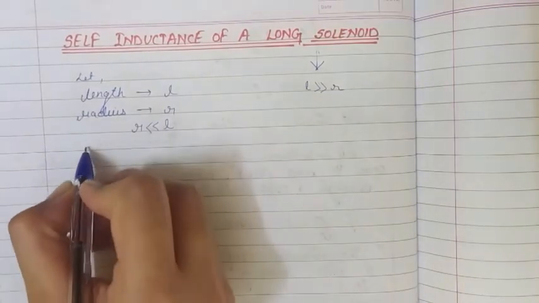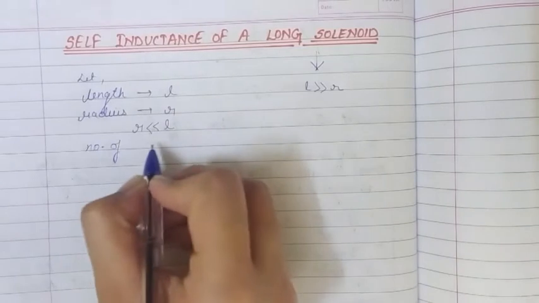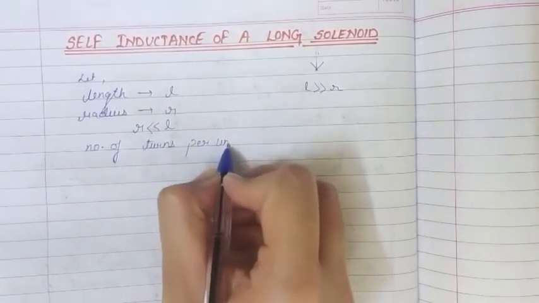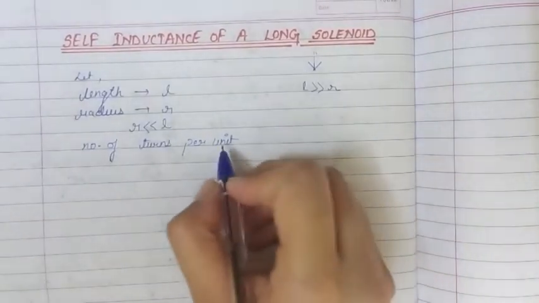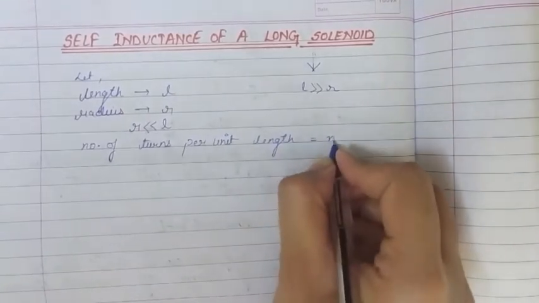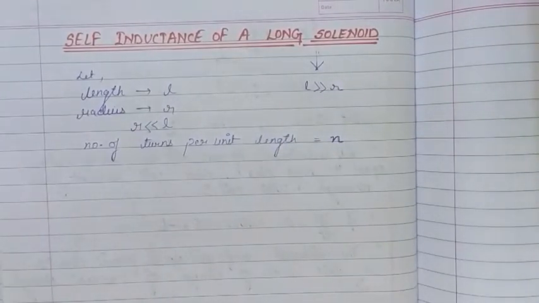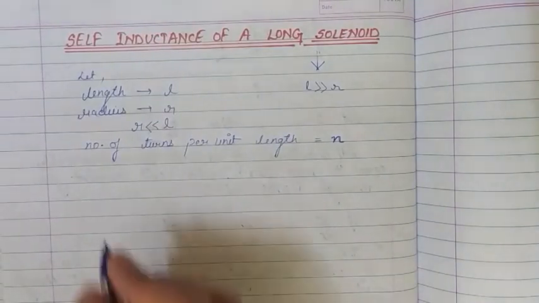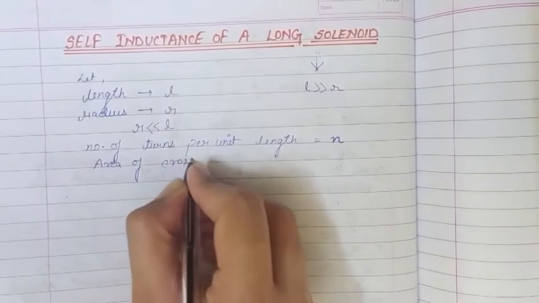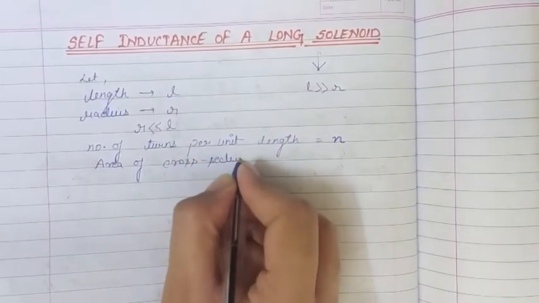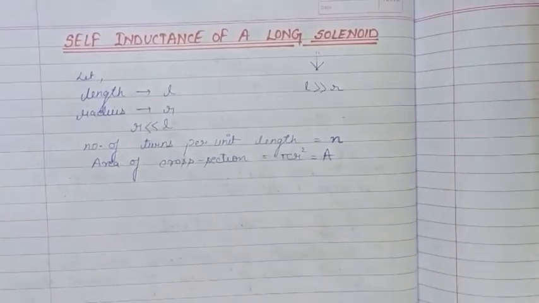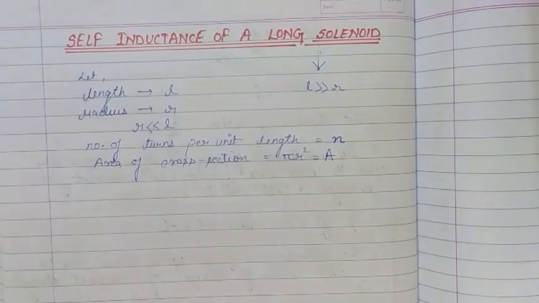Also we are assuming that the number of turns per unit length in the solenoid is equal to n. And the area of cross section of the solenoid, that is pi r square, we are considering it as capital A. So this is all that we are assuming.